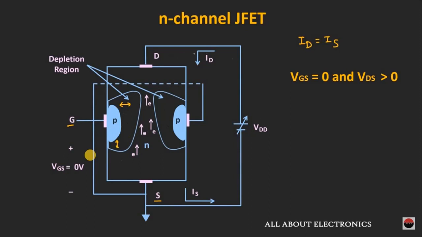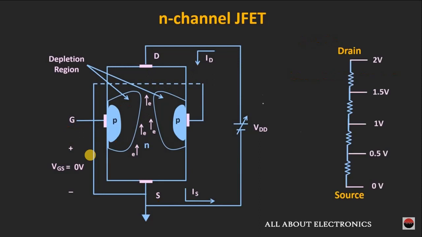Now during the operation, this n-channel acts like a resistor, and let's assume the uniform resistance throughout this n-channel. So this n-channel can be modeled as a series of distributed resistors between the drain and the source terminal. And whenever this drain current ID flows, then there will be a voltage drop across each resistor. So let's say the voltage at the top end is equal to 2 volts. And as we move towards the source terminal, then there will be a voltage drop across each resistor.